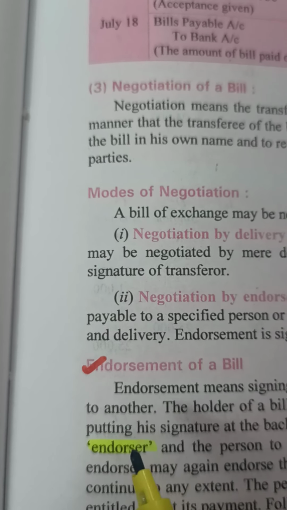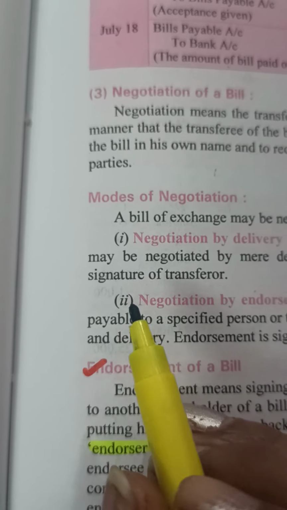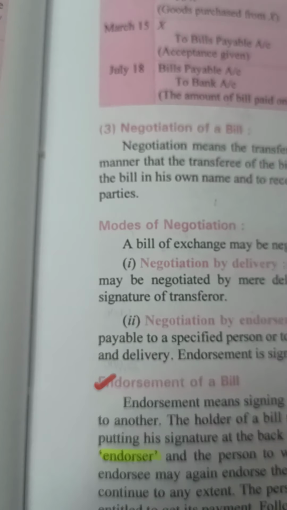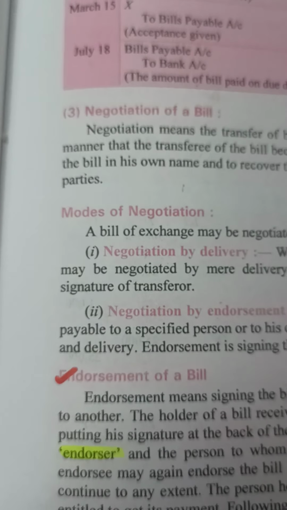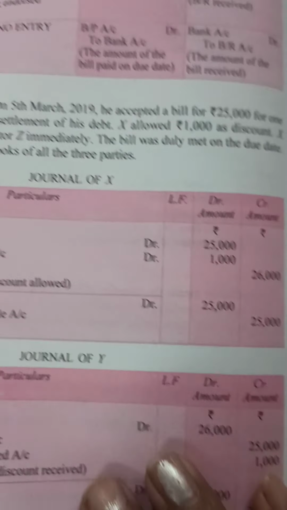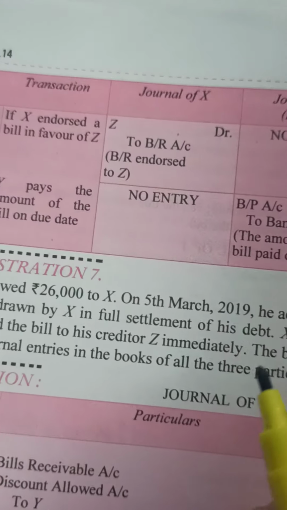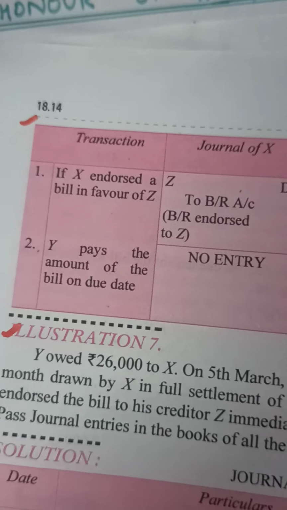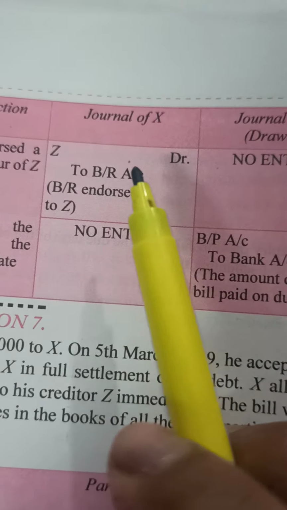So instead of payment going from Y to X and X to Z, the case just changes when X hands over his bill to Z and tells Z that on the due date when Y has to pay, you can collect the bill. That is endorsement. The bill has been transferred by the drawer to the payee. Here we have assumed Z is the payee.